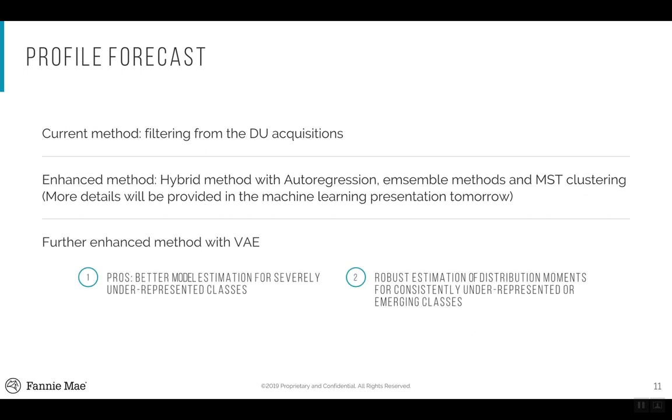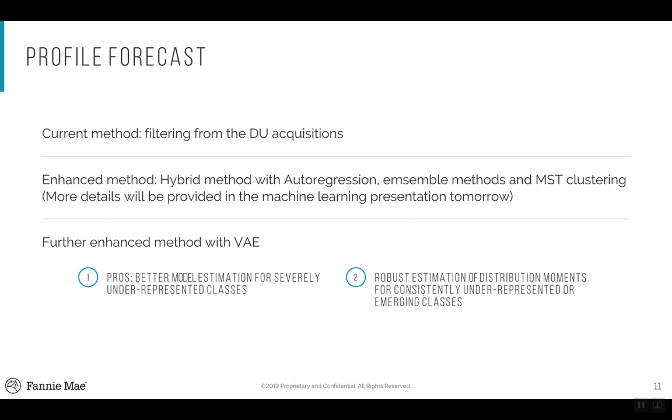We apply similar approaches to the problems inside the SFA. One use case is profile focus. The current method is to do filtering from DU applications. Then Rebecca and Valerie developed an enhanced hybrid method that will be discussed in tomorrow's machine learning presentation. On top of that, we are going to apply a variational autoencoder to further improve model performance.